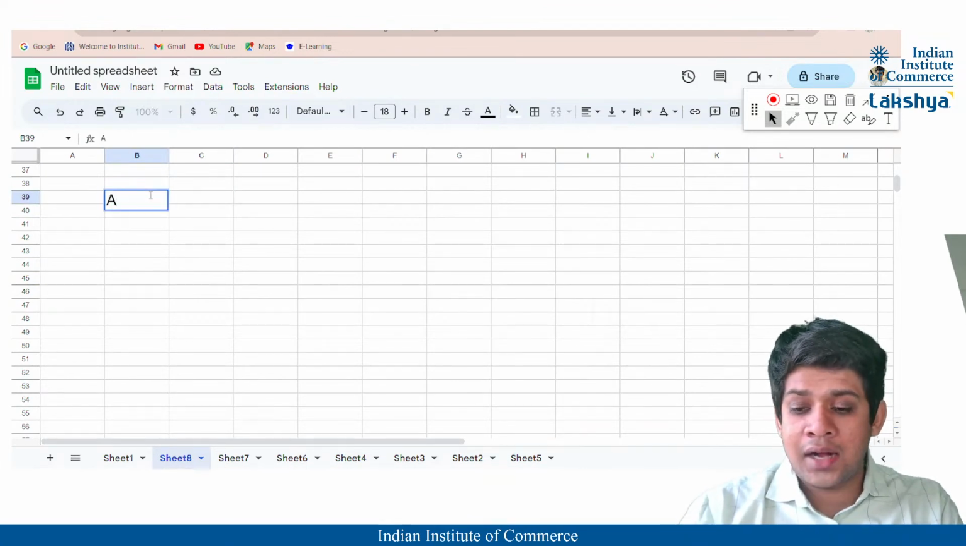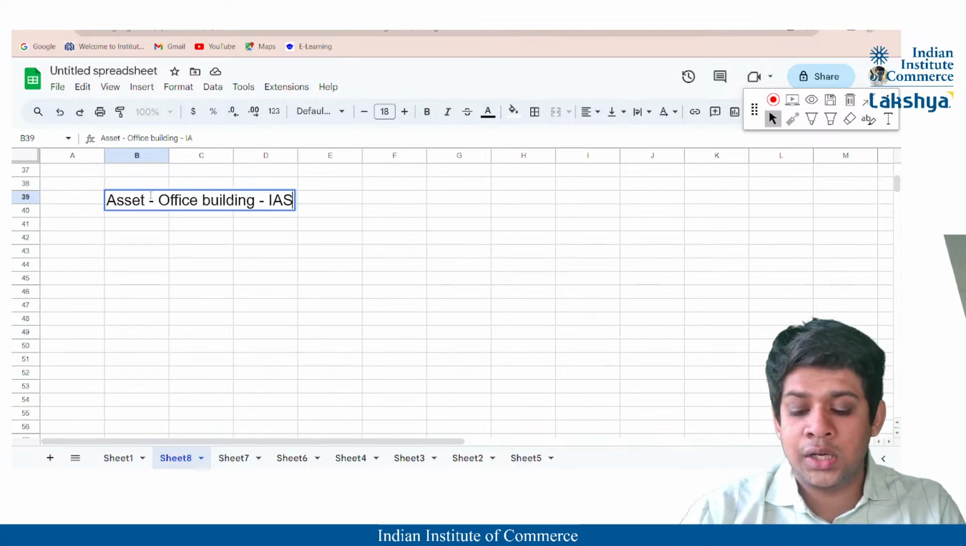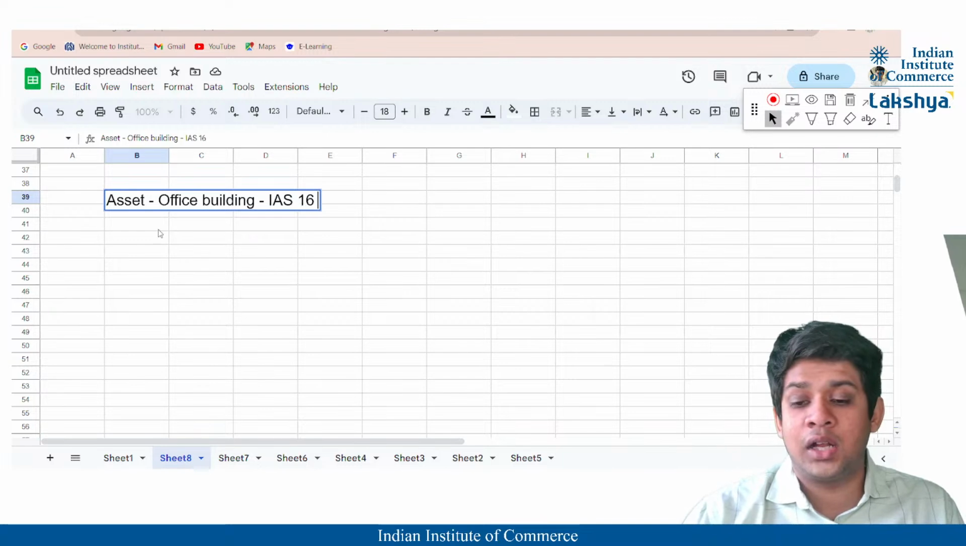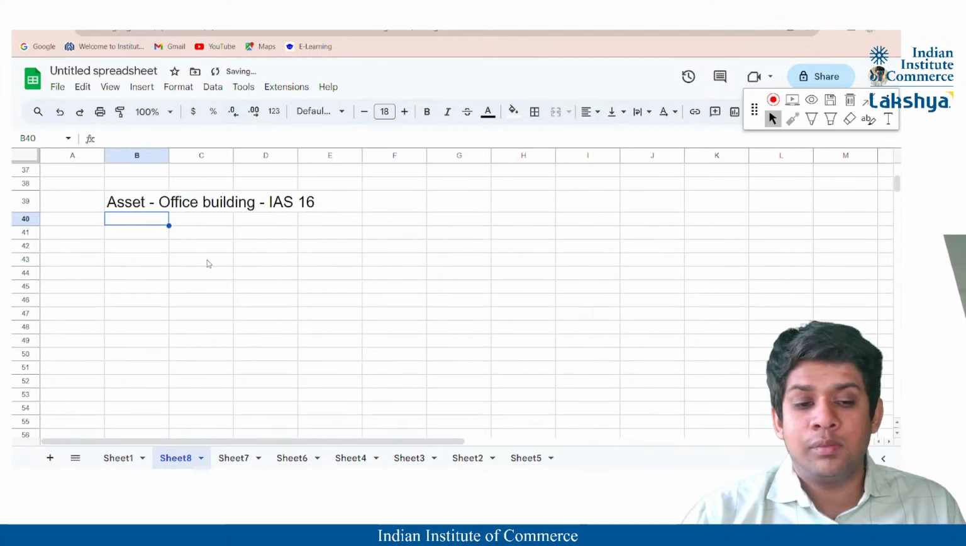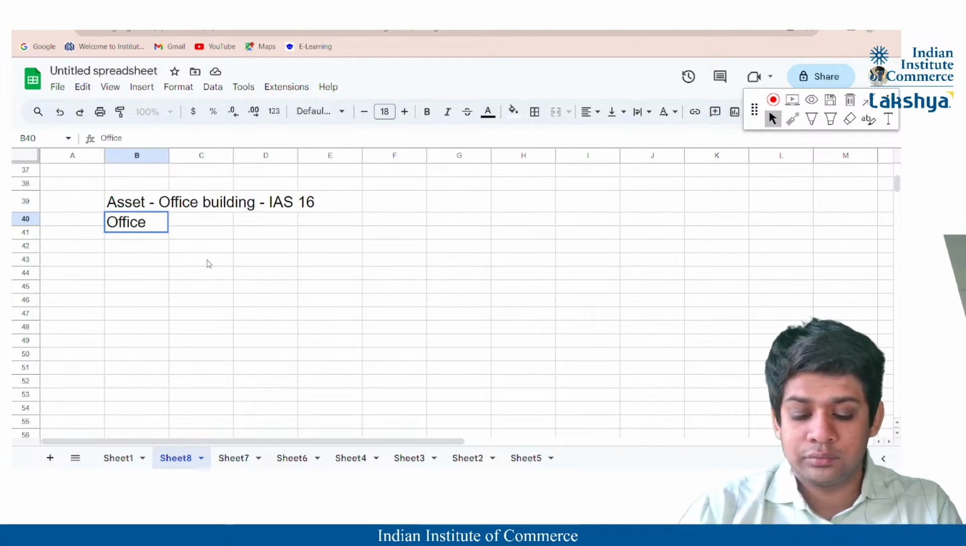Maybe say I had an asset. Okay, that was an office building. I was using it for my administrative purposes, so it was considered under IAS 16 property, plant and equipment. Right? Now, maybe, I thought suddenly that my office building, my business activities are not working well. I'm not able to do good business. And I got an opportunity to actually give my office building out on rent. Right. So then I ceased my business there and I gave the office building on rent.